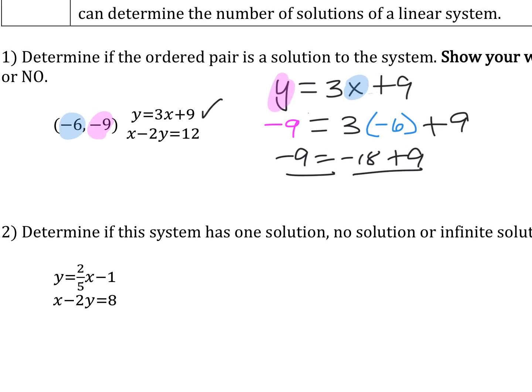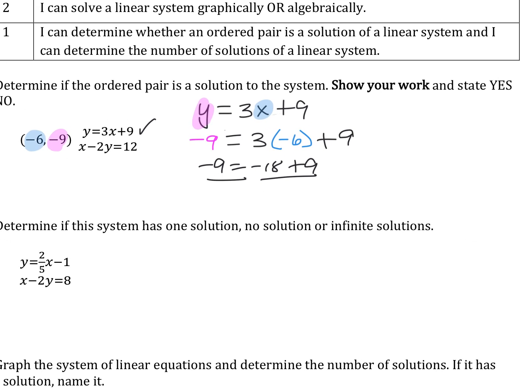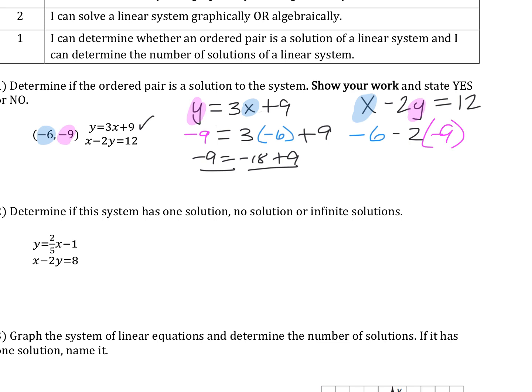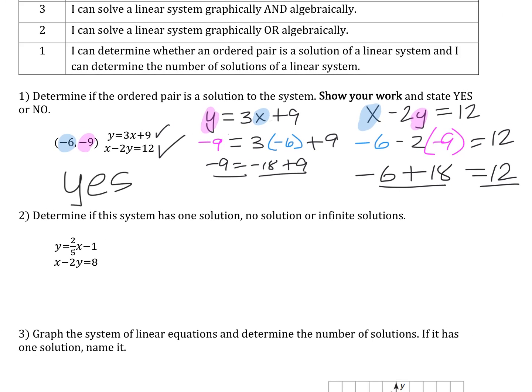But for it to be a solution for the entire system, it's got to work for both. So I'm going to write the second one over here. And I'm going to do the same thing where I am going to substitute the x value for x. I'm going to substitute the y value for y. So we've got -6 plus 18. Well, -6 plus 18 is equal to 12, so it works for that one. So my answer is going to be yes. Remember, it's got to work for both, though, so make sure you test them both on the real thing.